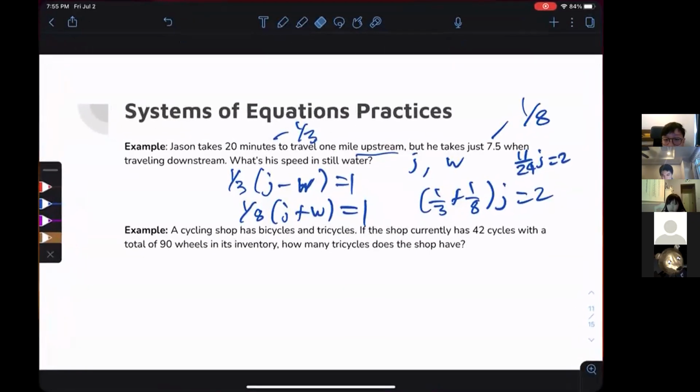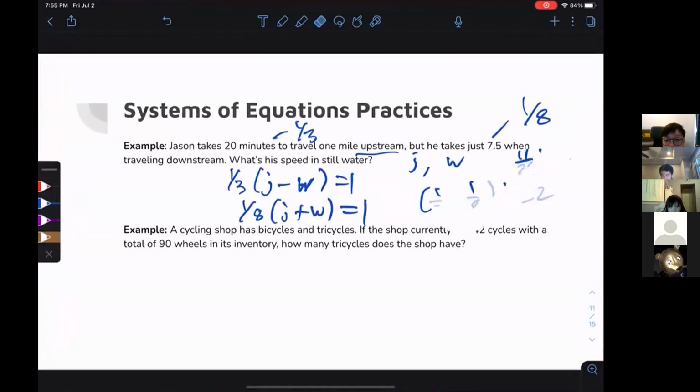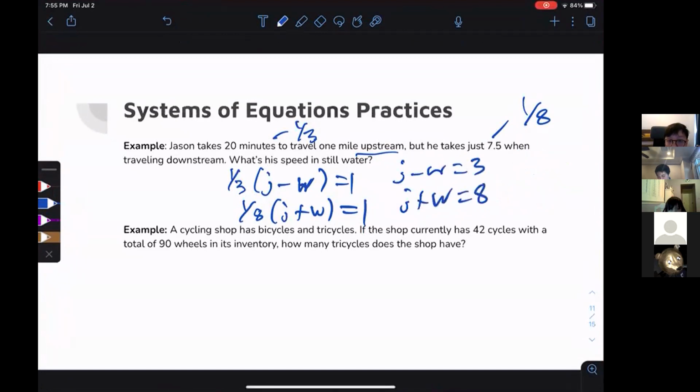Anyways, going back to this, we have to get into a form where you can just cancel them. You have j minus w is equal to 3, j plus w is equal to 8, and then you can just add these two: 2j is equal to 11, and j is equal to 11 halves. And remember, this is in miles per hour.